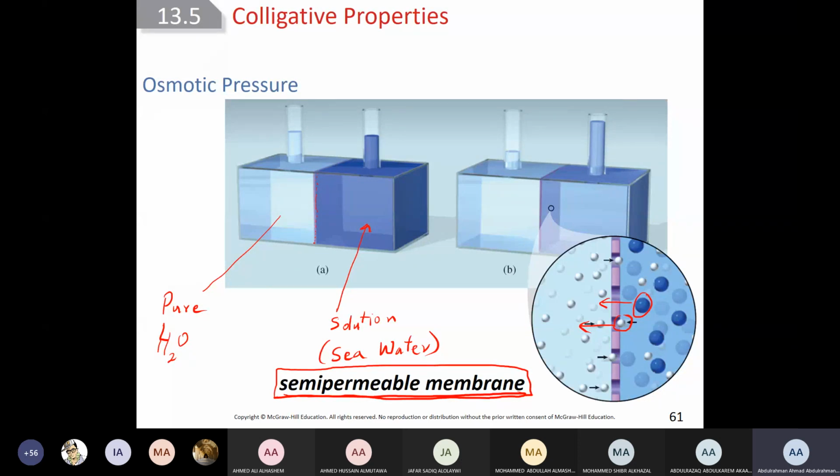what will happen? Because the vapor pressure of water, H2O, here is higher than the vapor pressure here, the water will go from this side to this side. To prevent it from going from this side, what we are doing is we put pressure in here. We put a lot of pressure to make the pure water go from this side to this side. And this is called reverse osmosis.